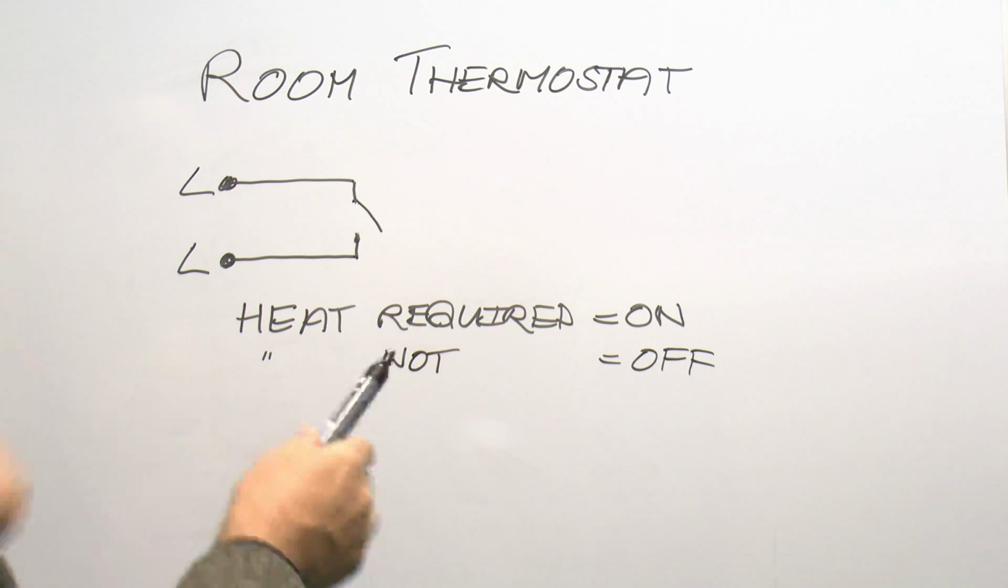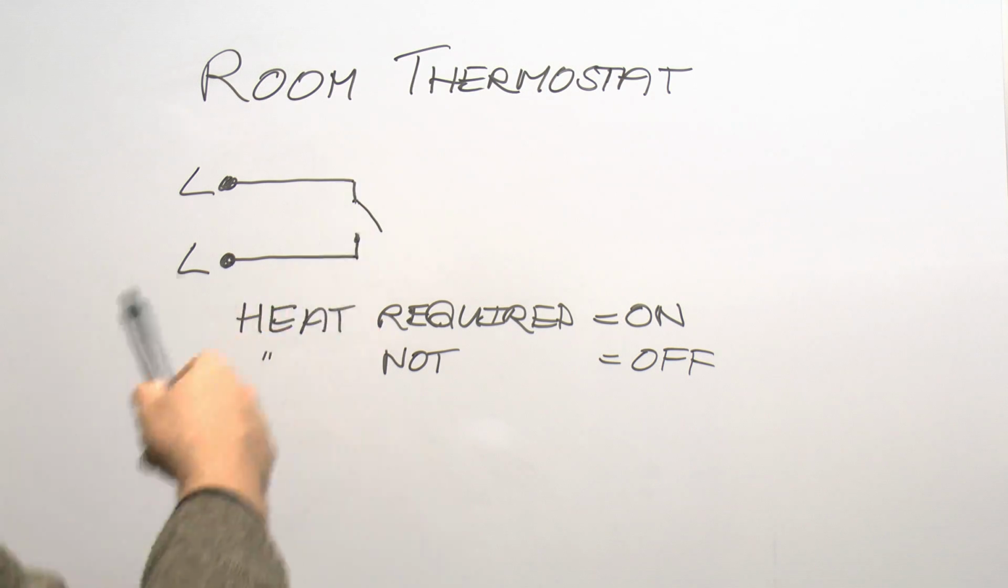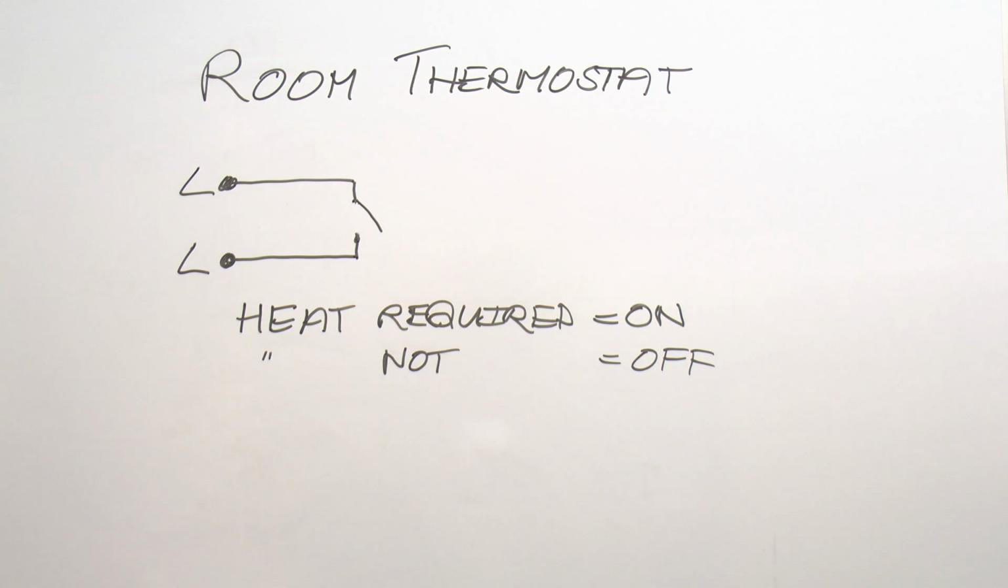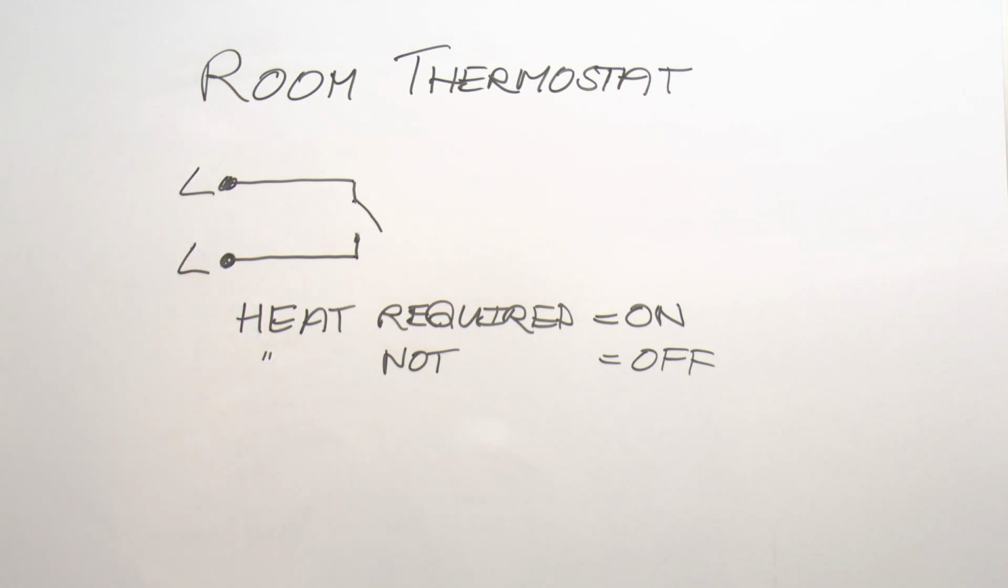And of course the level at which it switches on and off is determined by the setting on the front, whether that's a mechanical dial or a digital type of setting. But they're all working the same way, essentially just a switch which is being switched on and off in response to the room temperature. Now in its most basic form, those are the only connections you would need, so simply a 2-core cable would be needed.